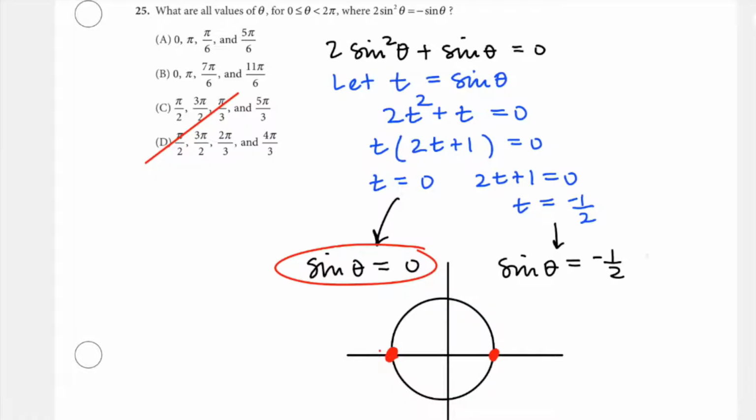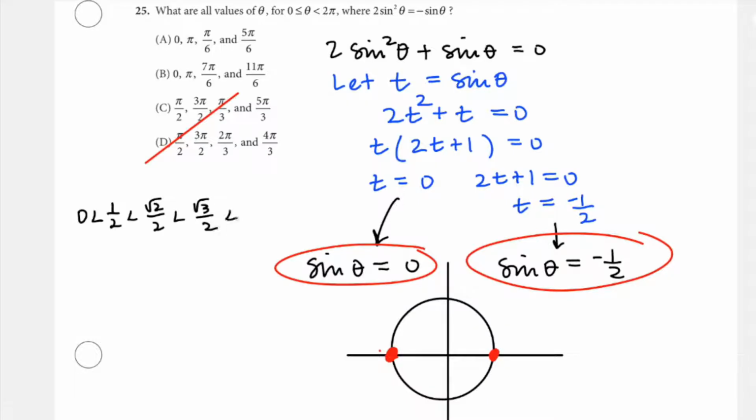Okay, and then I'm going to think about sine of x equals negative half. Now, on the unit circle, negative half's not very far, because, again, I don't know how you do your trigonometry, but 0 less than a half, less than root 2 over 2, less than root 3 over 2, and the biggest we can be is 1. So I draw it kind of exaggerated, so negative a half would be just really not very far down on the unit circle, and so it'd be kind of just the next stops on the unit circle.